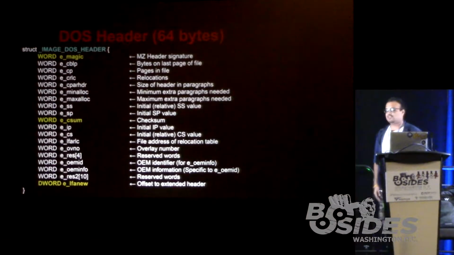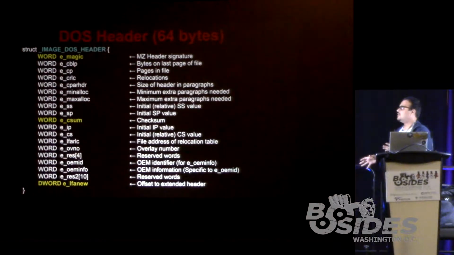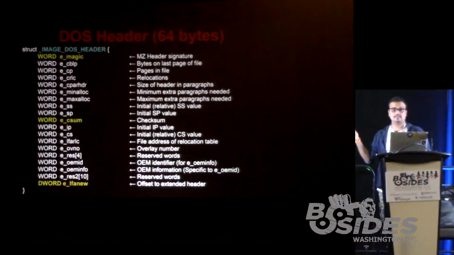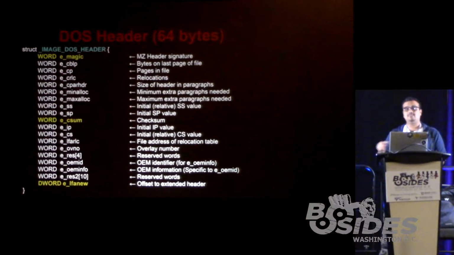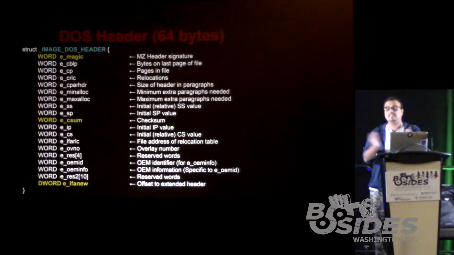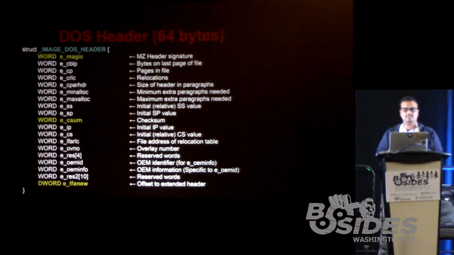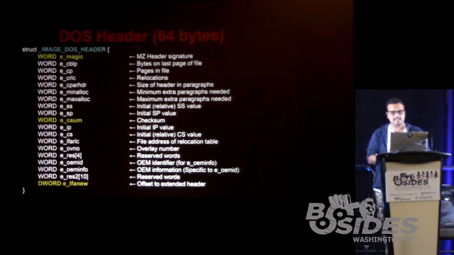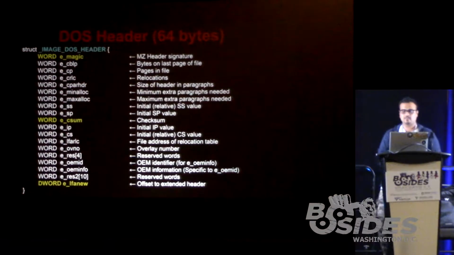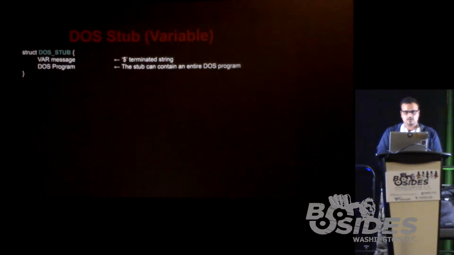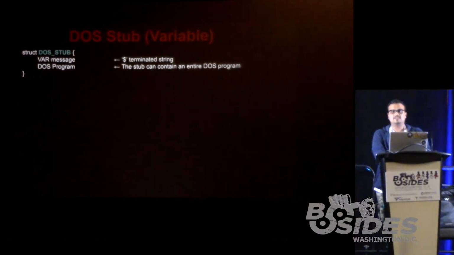Awesome. So this is what the DOS header looks like. It contains a ton of different information, but the most important fields are highlighted in yellow. There's e_magic, which is the MZ signature present at the beginning of any PE file. You have the checksum of the PE file, and e_lfanew, which is the pointer to the actual PE header, the beginning of the NT header. You have the DOS stub. The DOS stub contains a $-terminated string, which is usually "This program cannot be run in DOS mode."